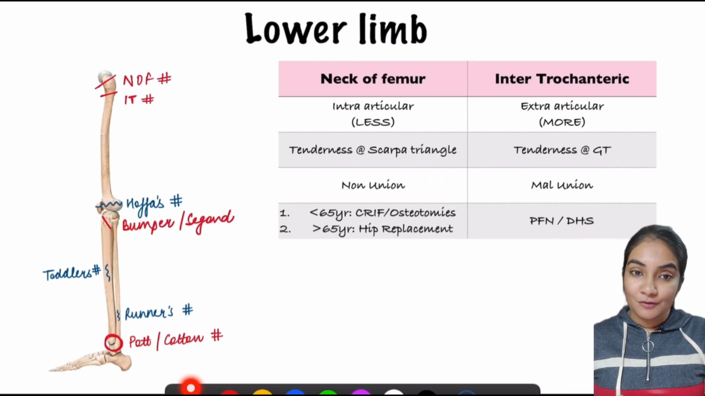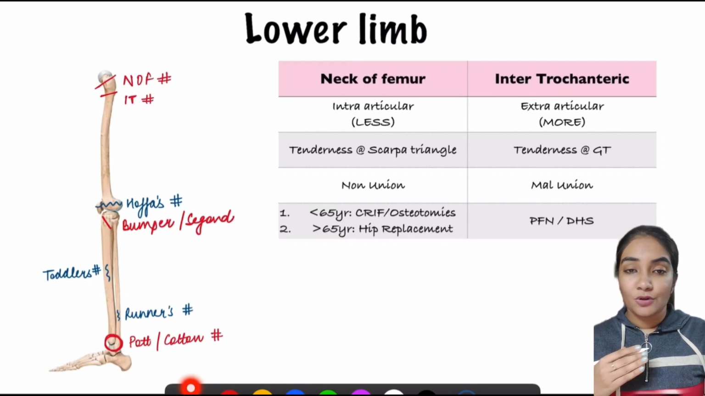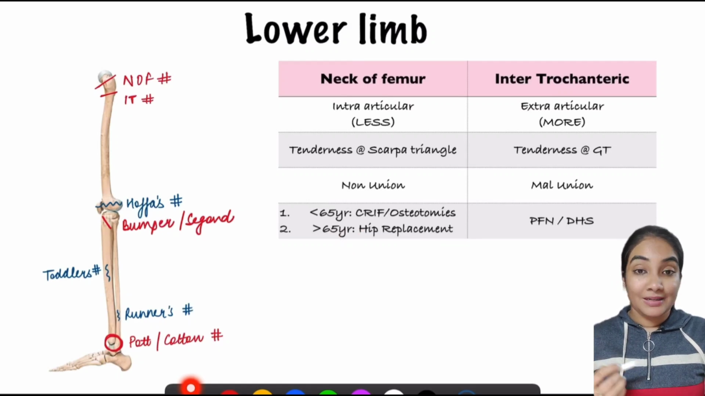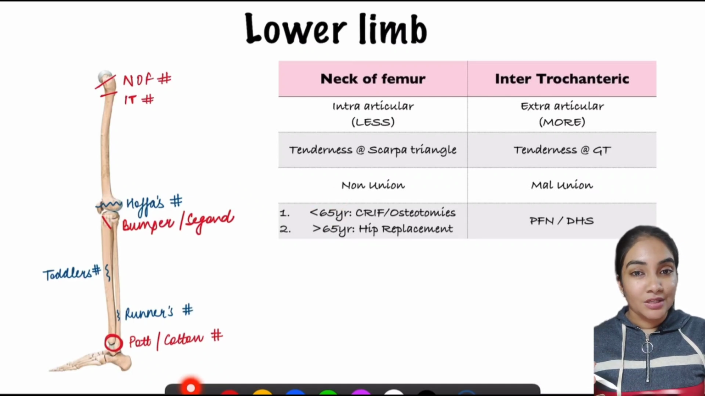But in neck of femur fracture, the treatment depends on the age of the patient. If he's an old age patient, that is more than 65 years, you do hip replacement, either hemi or total hip replacement. But if the age is less than 65 years, you undergo closed reduction or osteotomies.